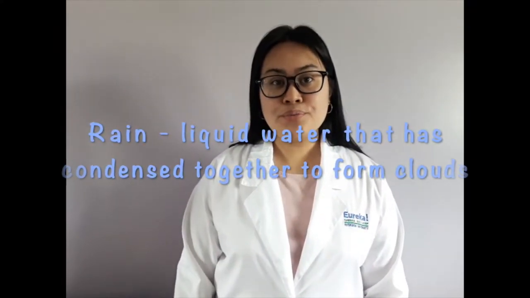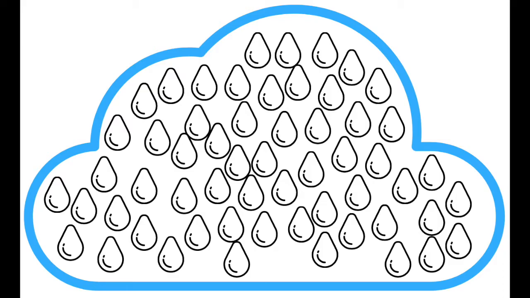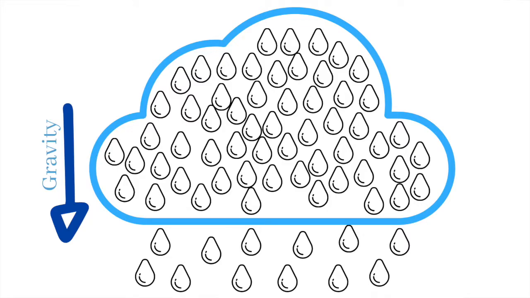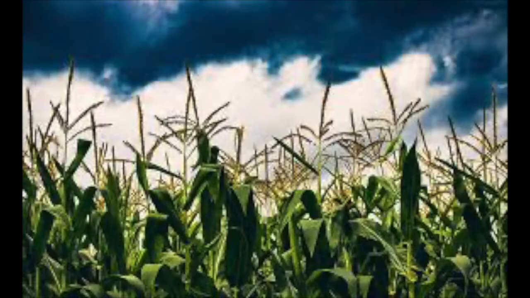Rain is liquid water that has condensed together to form clouds. When these droplets of water accumulate, the cloud gets heavier and heavier, and eventually these water droplets will fall to the ground because of gravity. Rain is a major component in the water cycle, and it's responsible for giving the earth most of its fresh water. Rain allows for sustainable ecosystems and hydroelectric plants to thrive, as well as supply water to land and crops for growth. Now let's talk about the water cycle.